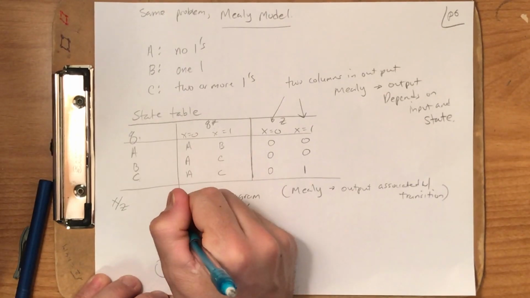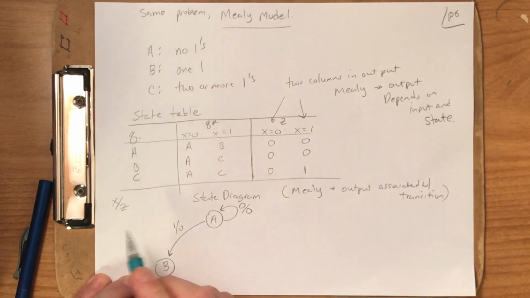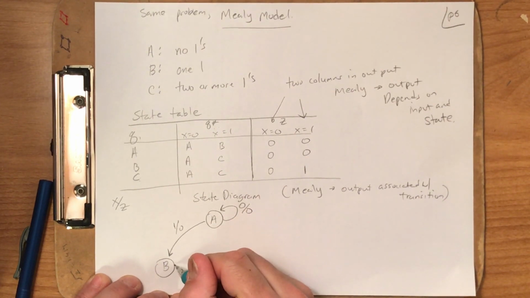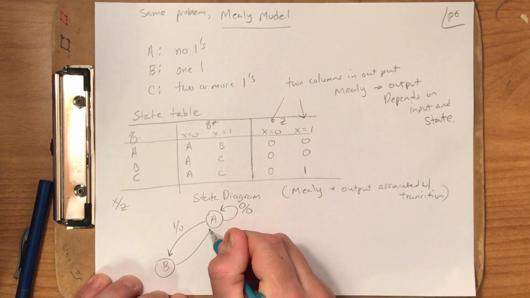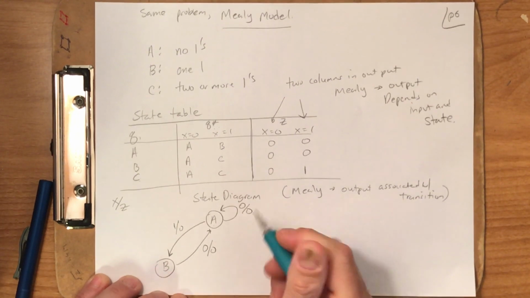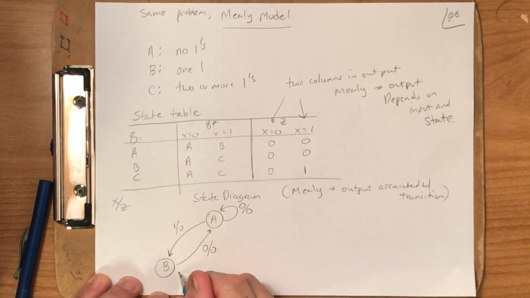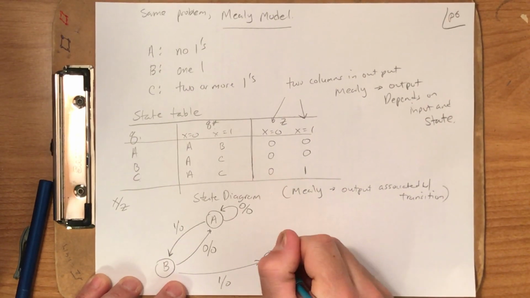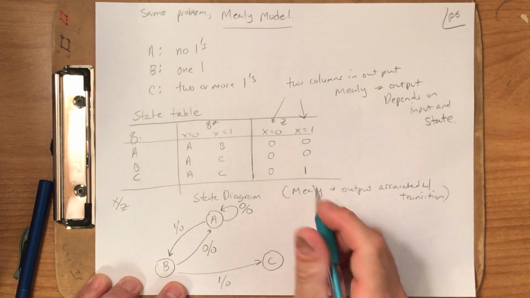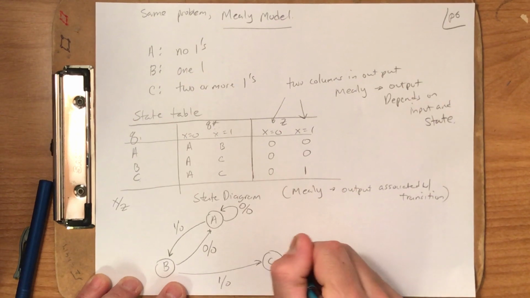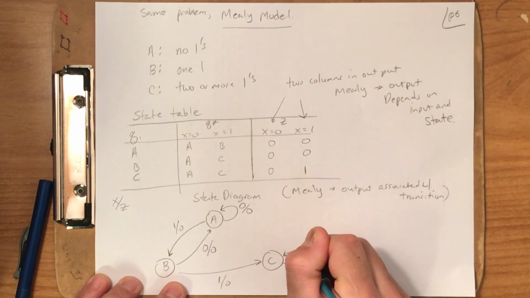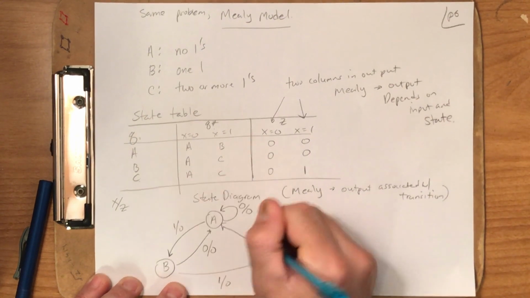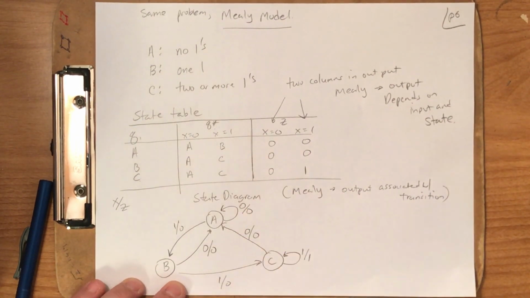B. A 1 takes us to B, we output 0. A 0 from B takes us back to A, and we output a 0. If we get a 1 from B, we still output a 0, go to state C. If we're in state C and we get a 1, we output a 1. If we get a 0, we go back to A and output a 0.